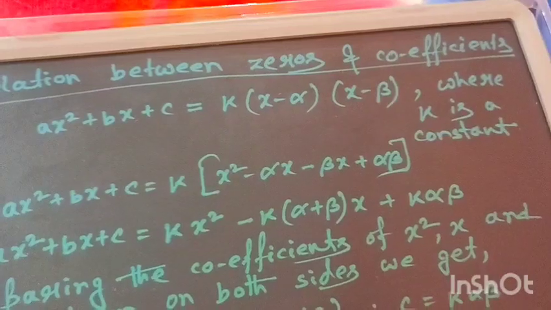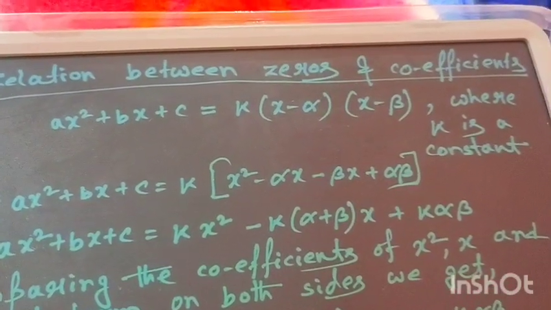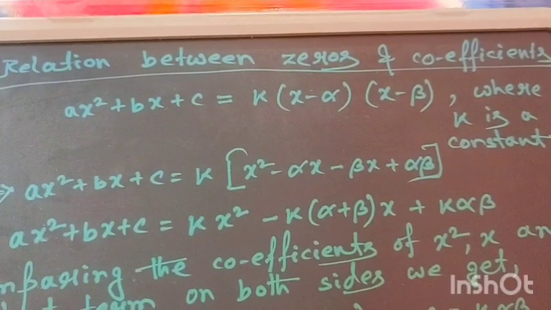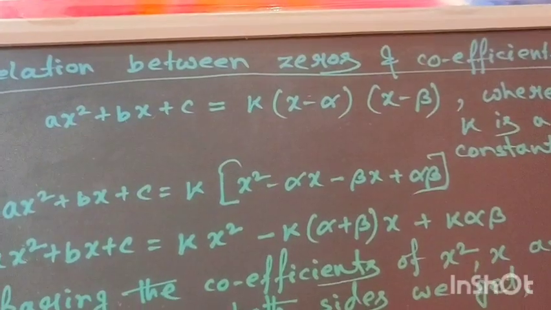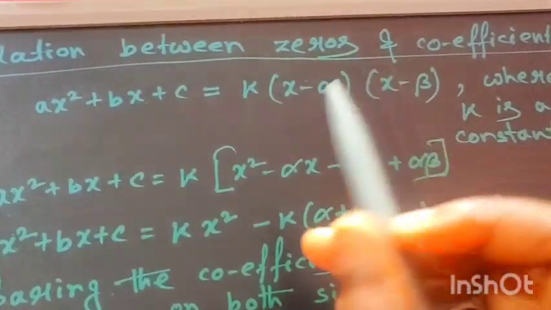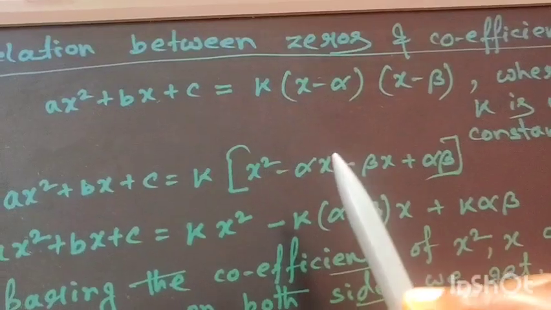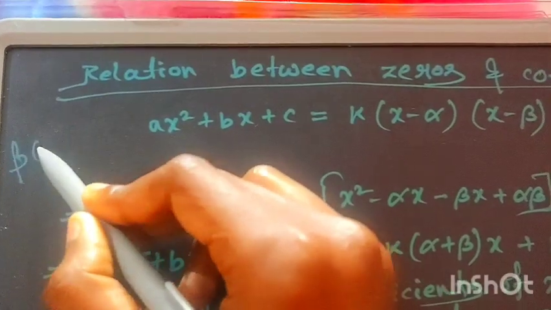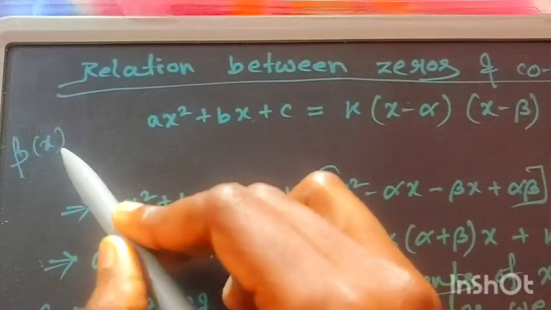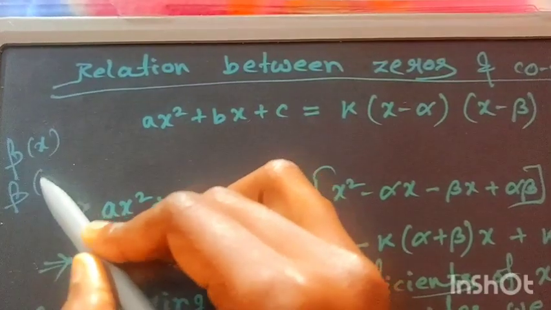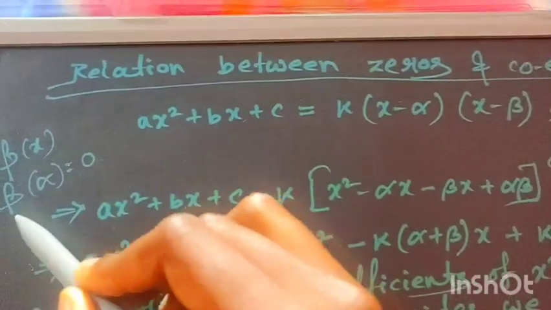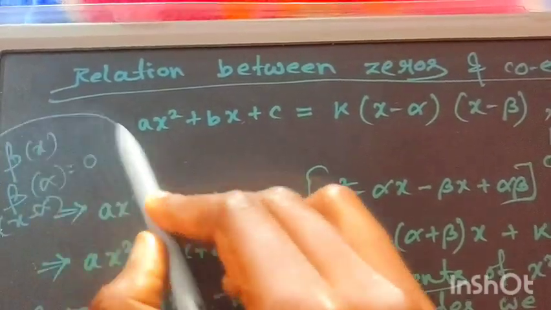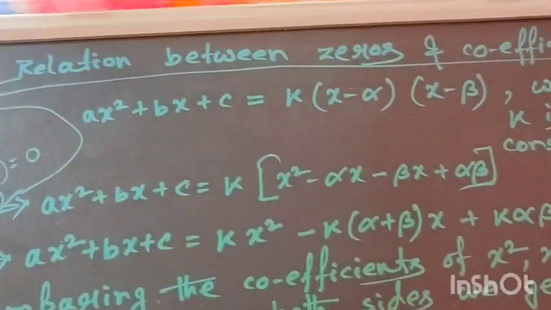Now we will get to the main topic, which is the relation between zeros and coefficients. By the factor theorem we know that if for some x value the value of the polynomial is 0, that is, if there is a polynomial p(x) and if I put x equal to alpha and you get p(alpha) equal to 0, that means x minus alpha is a factor of that polynomial. By the factor theorem we can say that.